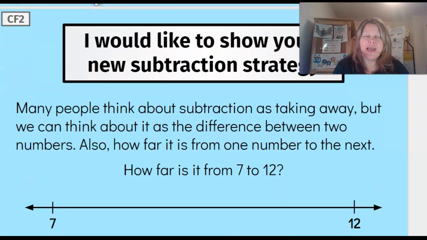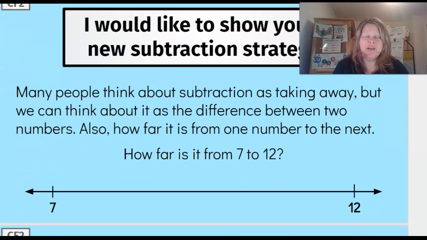Now, I'd like to show you a new subtraction strategy for solving a problem like that. Many people think about subtraction as taking away, and they feel like they need to count backwards. That can be kind of hard. I'd like you to start thinking about subtraction sometimes as a way where you're thinking about the difference between two numbers. Or, for example, you could also say how far apart one number is from another. So we could look at the problem 12 minus 7 and think about it as how far is 7 from 12? And that's where the number line comes in.